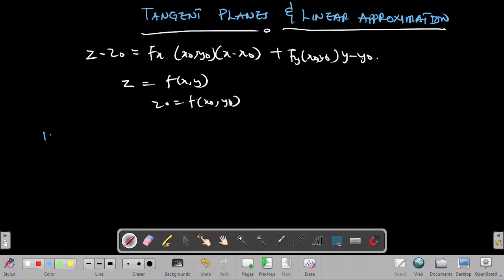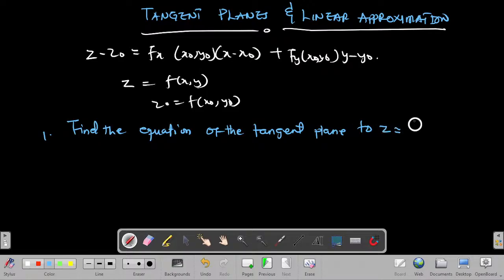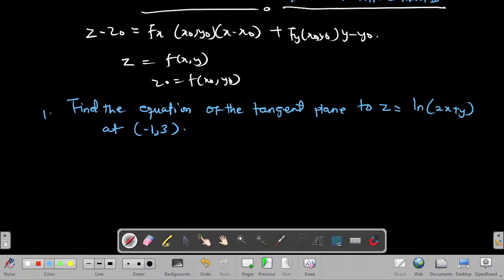We said that, find the equation of the tangent plane to z equal to natural log of 2x plus y at the point -1, 3. Find the equation of the tangent plane to this curve at the point -1, 3. That's the kind of question you'll be given.